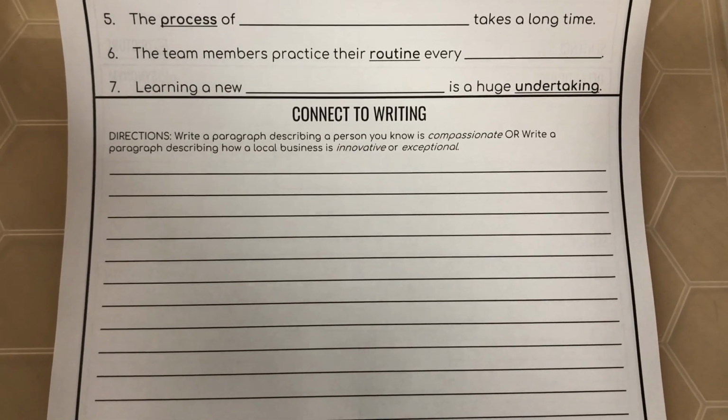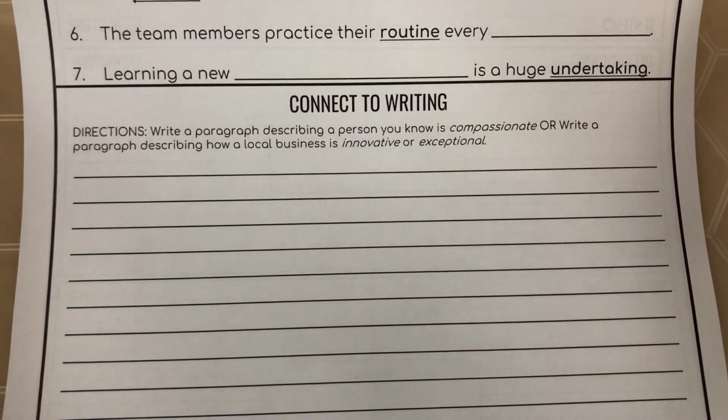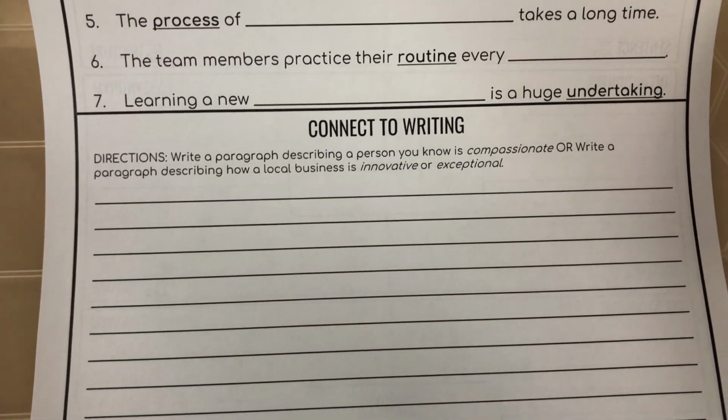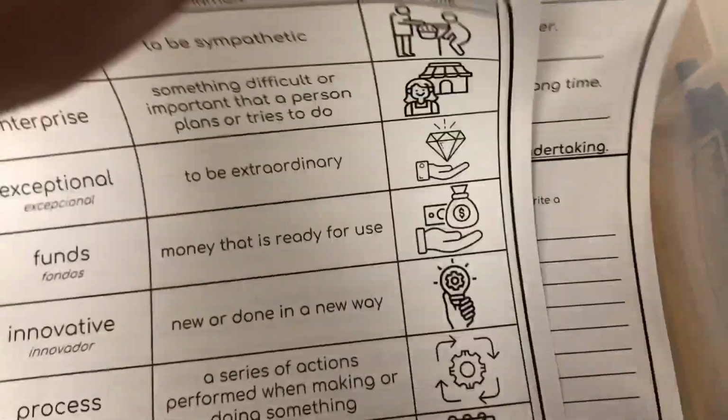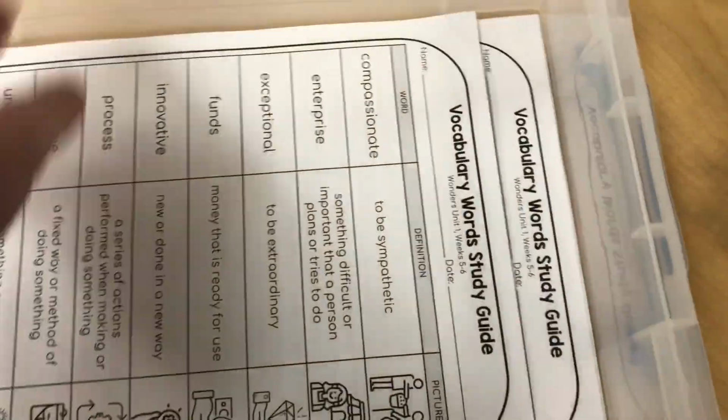They're going to connect to writing by writing a paragraph. So they have a choice here. They can either describe a person they know is compassionate or write a paragraph describing how a local business is innovative or exceptional. And then on the back, they have the vocabulary maps on 3 words of their choice. So that is all ready to go for next week.